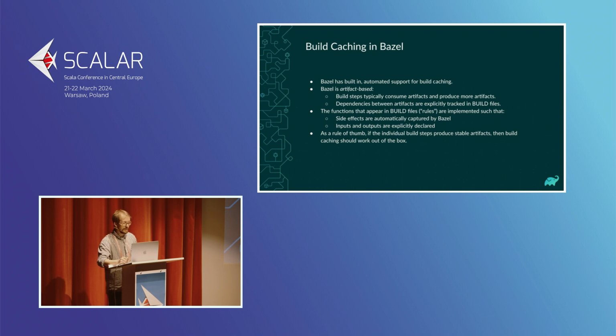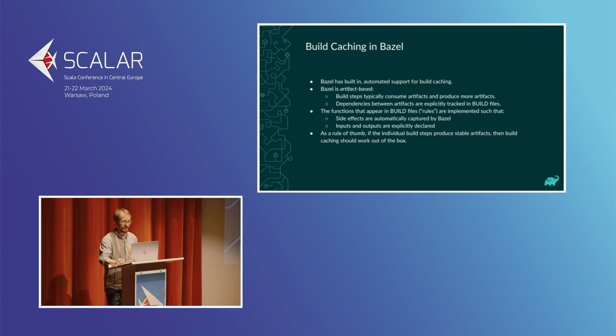It means that all the different build steps that you have, so the different targets and the different things to build in an entire build, typically consume and produce artifacts. They depend on each other by reusing the artifacts of a previous step. The dependencies between those artifacts are explicitly tracked in the build files of Bazel. Those build files usually look like a bunch of function calls, which define the targets that you would like to build. And the way those rules, as we call them, in the build files are implemented is such that the side effects produced by the evaluation of those rules are automatically captured by Bazel. Moreover, the inputs and the outputs of those rules are explicitly declared.